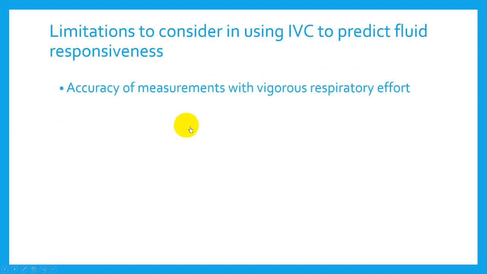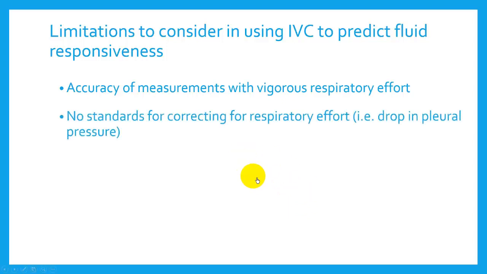There's some difficulty with maintaining accuracy of measurements with vigorous respiratory effort. If the IVC is swinging in and out of view, it's hard to make sure you're staying in plane. So that's one limitation of it. The next is that there are no standards for correcting for respiratory effort. And I've alluded to this already. If somebody's having vigorous work of breathing and huge drops in their pleural pressure throughout the respiratory cycle, the IVC is going to collapse. It's going to collapse if there's a negative pleural pressure of negative 50. It's going to collapse in everyone.